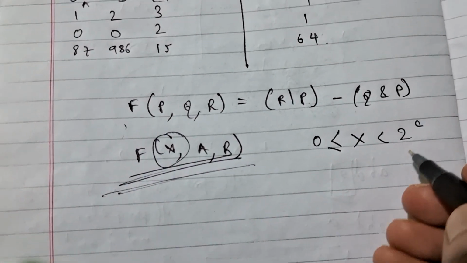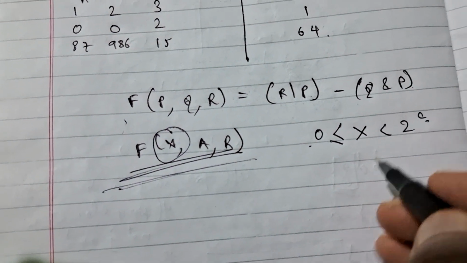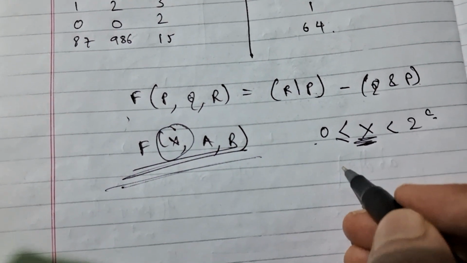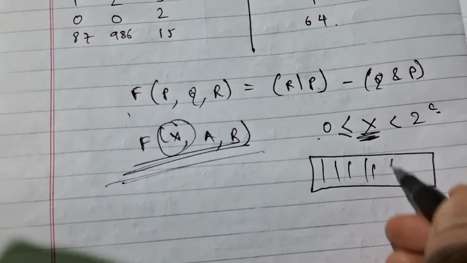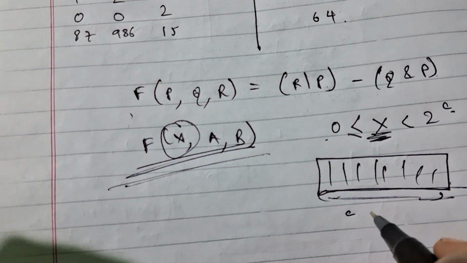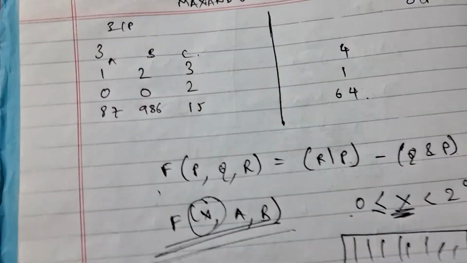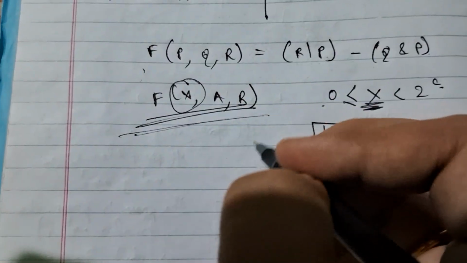Whenever you see 2 to the power c, from 0 to 2 to the power c, we know one thing: the bitwise representation of this number is going to fit into something of length c. So this thing is very much clear. Now comes the truth table.